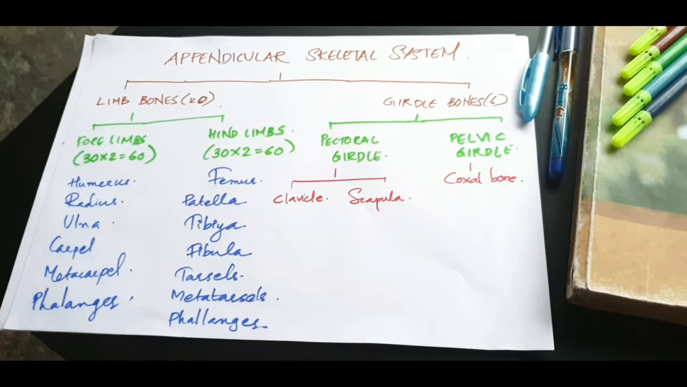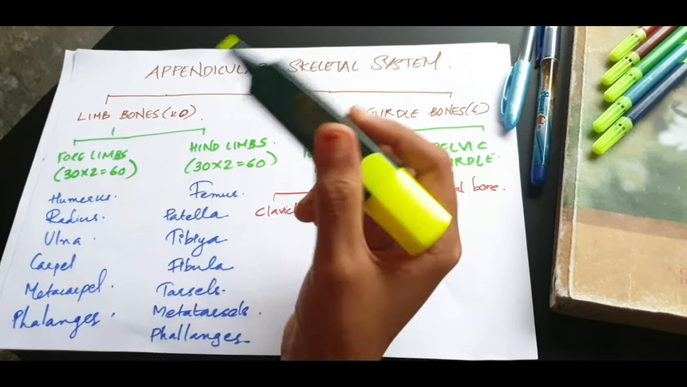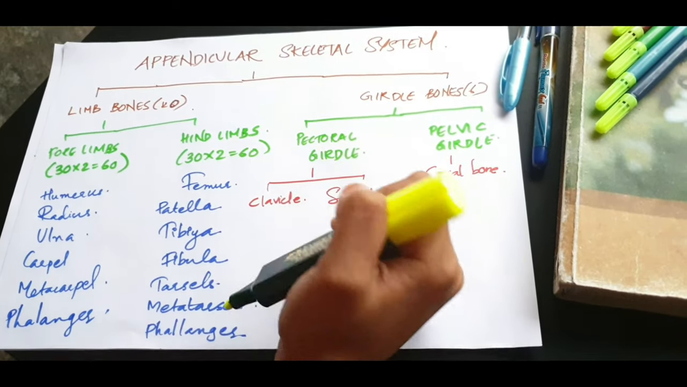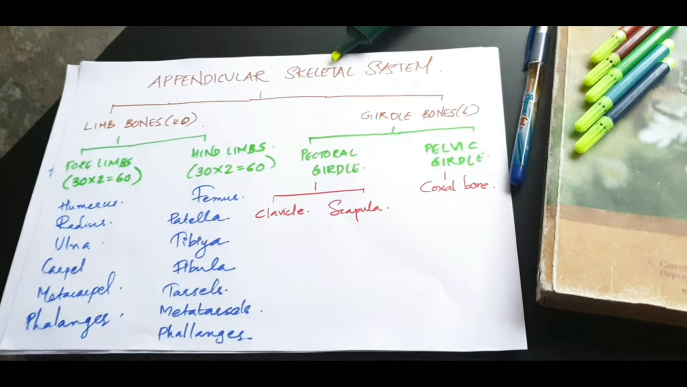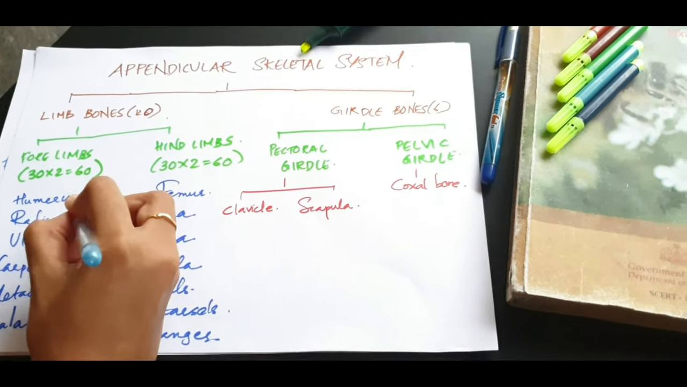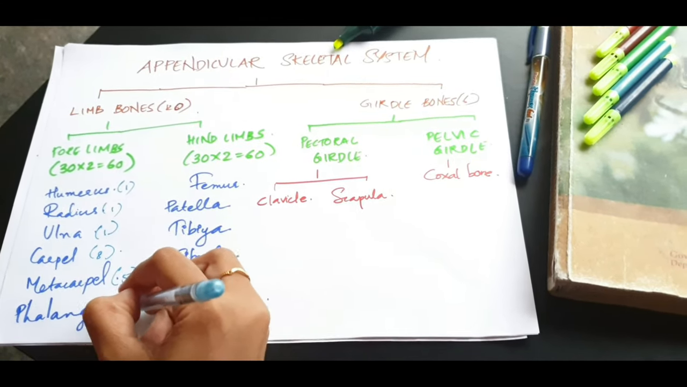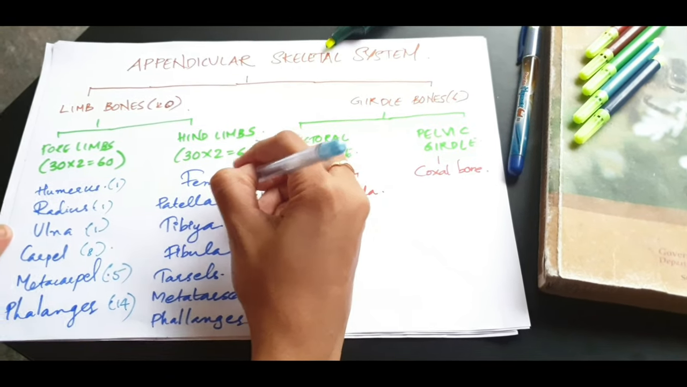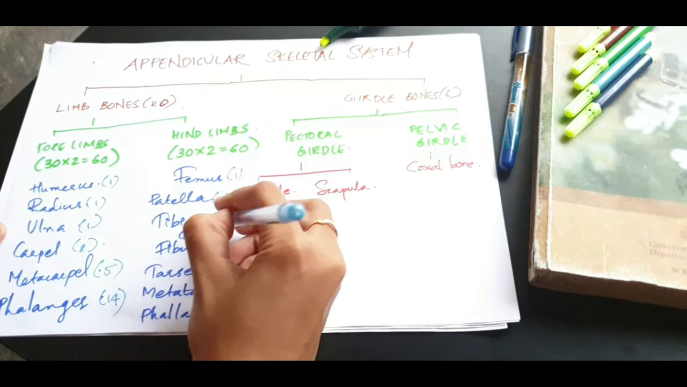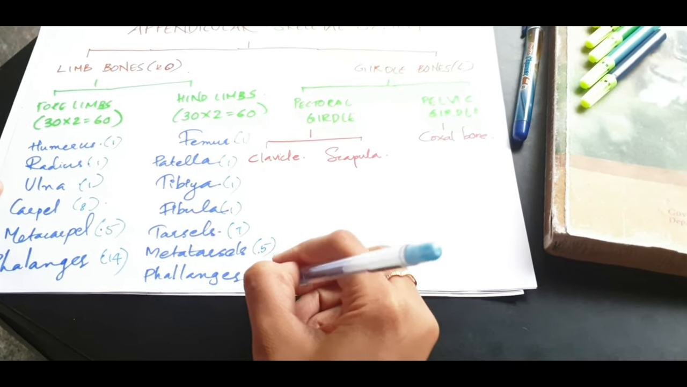Then next, forelimbs consist of humerus, radius, ulna, carpals, metacarpals, phalanges. And hind limbs consist of femur, patella, tibia, fibula, tarsals, metatarsals, and phalanges. So the total number of bones is humerus 1, radius 1, ulna 1, carpals 8, metacarpals 5, and phalanges 14. Then femur 1. Patella, which means the kneecap bone, is 1. Then tibia 1, fibula 1, then tarsals 7, metatarsals 5, and phalanges 14.